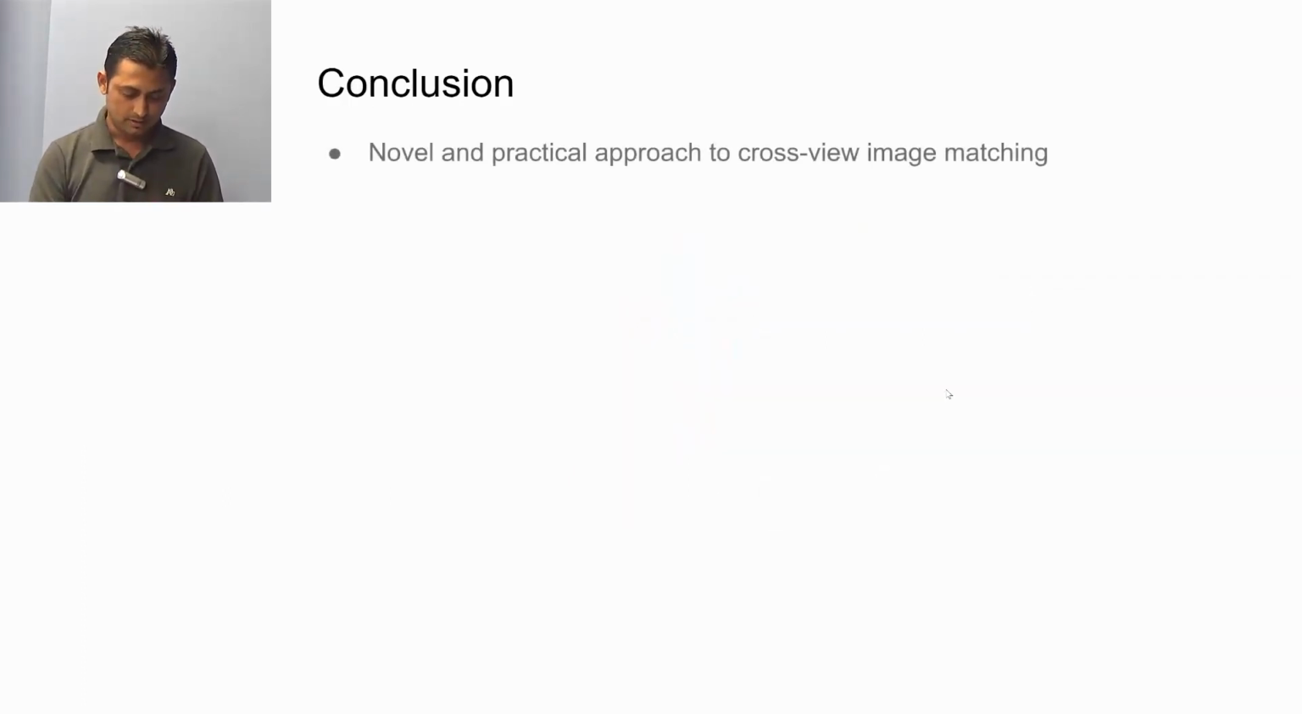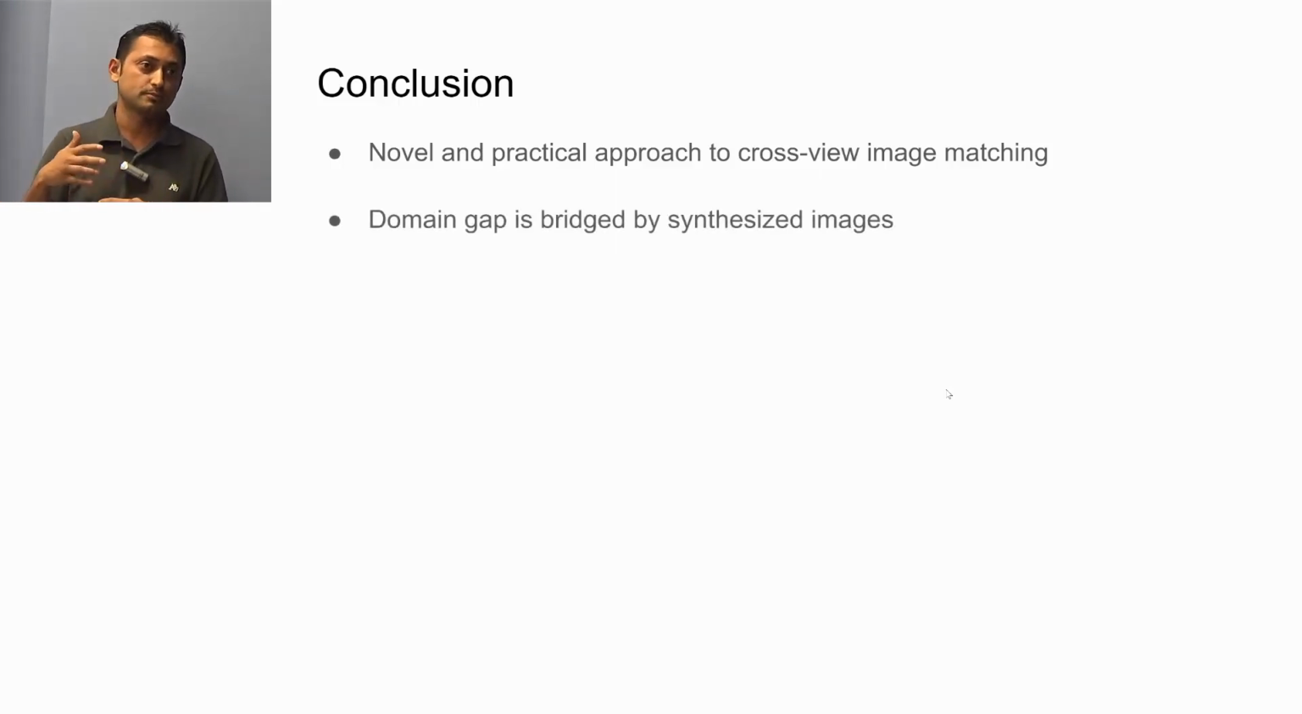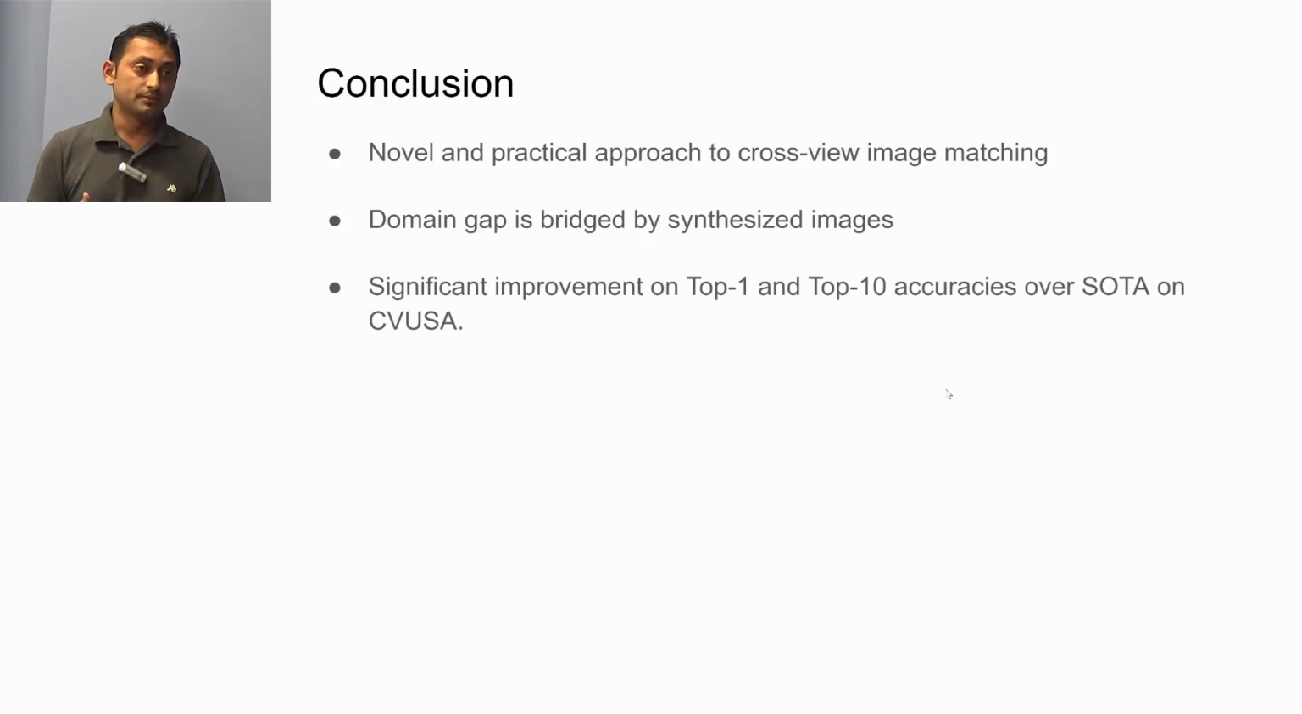So in conclusion, we proposed a novel and practical approach to the cross-view matching problem by first synthesizing the image in the target view so that it could be utilized to bridge the domain gap between these two contrasting views. And we are able to obtain significant improvement in top 1 and top 10 accuracies over state-of-the-art methods on the CVUSA dataset.